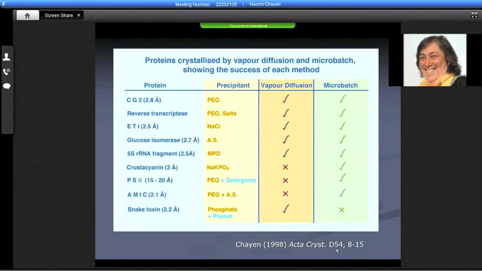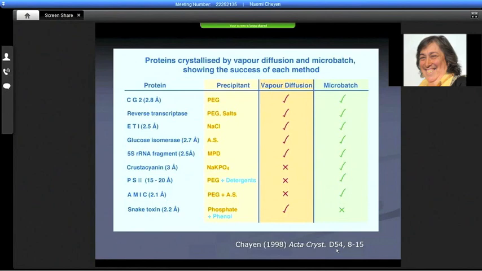Then there was a protein called AMI-C, which also could only crystallize in microbatch. I don't know why. And eventually we see more and more that there are crystals that can only crystallize in microbatch and not in vapor diffusion. But then, of course, there's also the other way.